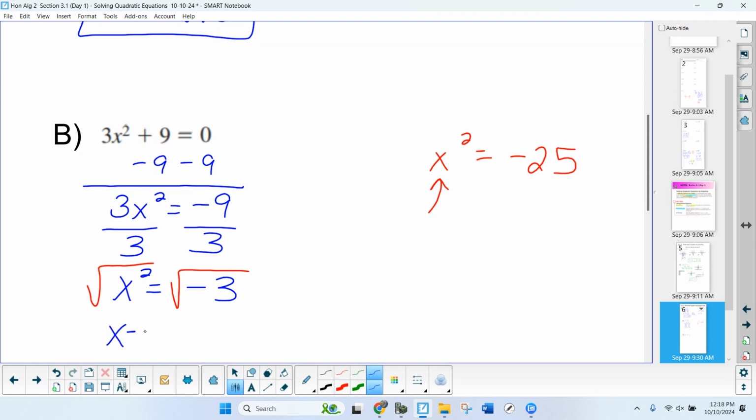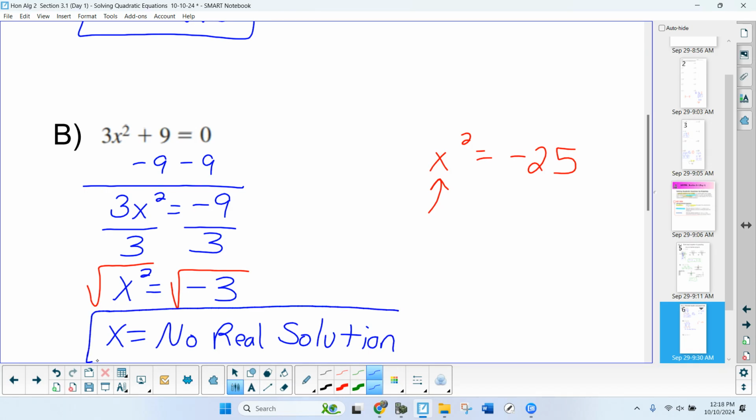So what do we say? Now I'm going to make an important word: no real solution. Because we are going to learn this year very soon about non-real solutions. Because we're not having enough fun with real numbers, we're going to add non-real numbers to your life. Okay.